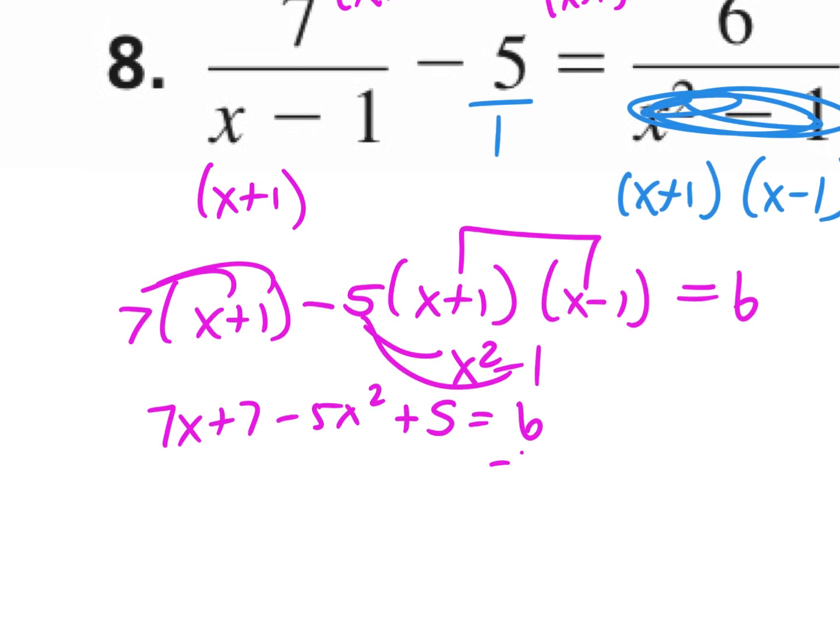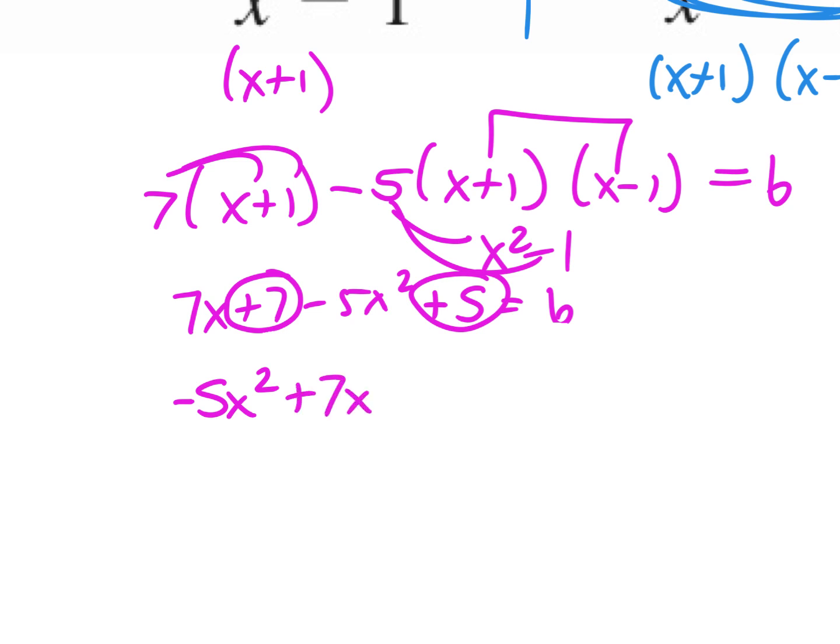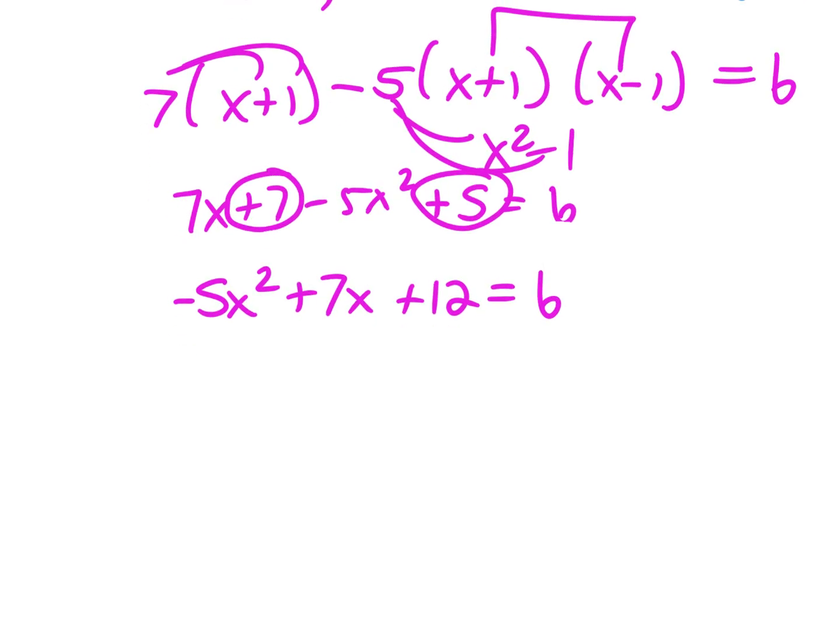I'm going to go ahead and move the 6 over and combine like terms. So 7 plus 5 is 12, and 12 minus 6 is... Did I do too much in one step? Okay, I'm sorry, go ahead. Let's combine like terms. So I have negative 5x squared plus 7x. What's 7 plus 5? 12, good. Equals 6. Now I'm going to move that 6 over. When I move that 6 over, I'm going to subtract 6 from both sides, yeah?